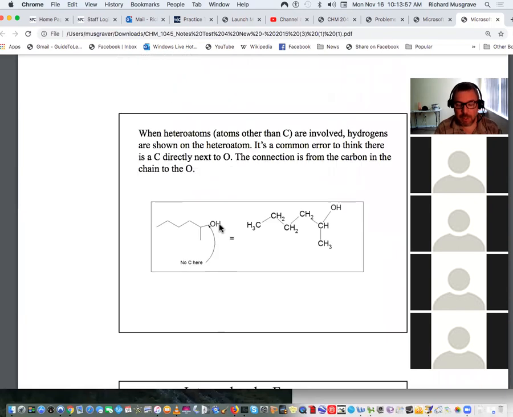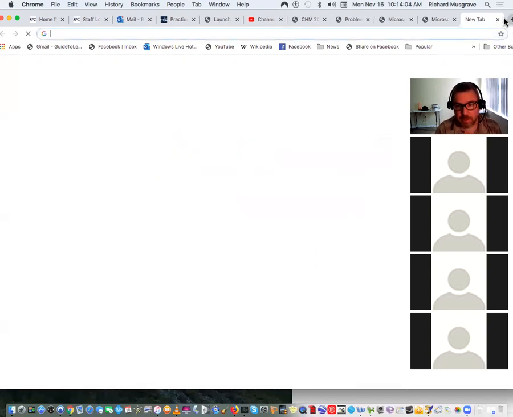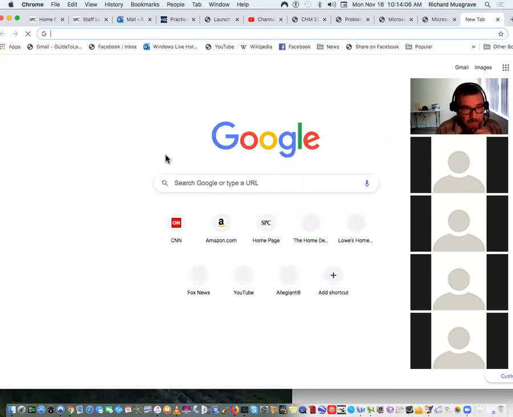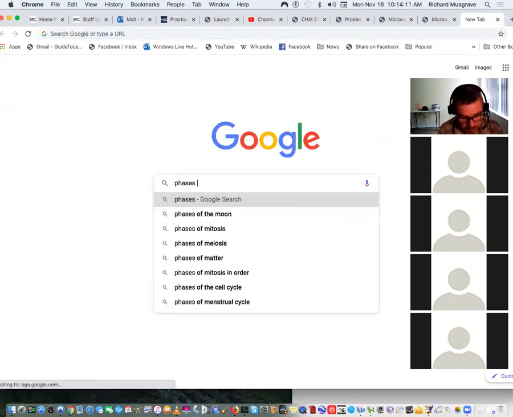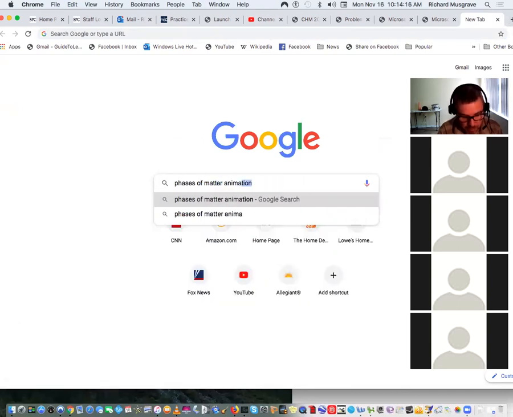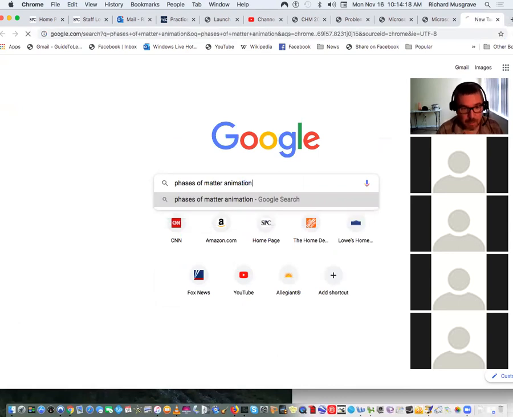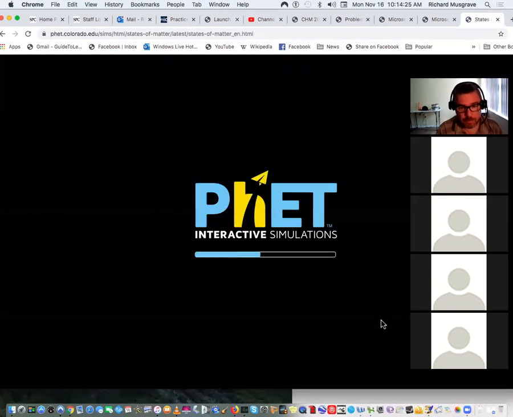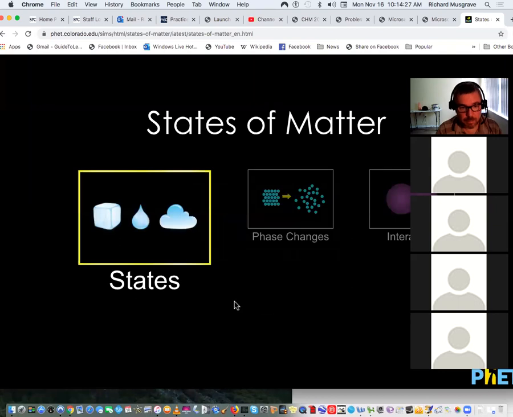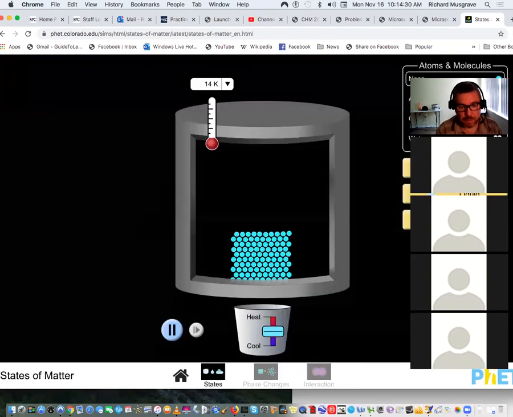So what we're going to be looking at are the three intermolecular forces. So let's look at the phases of matter animation. Yeah, this is the one. So let's look at states here.